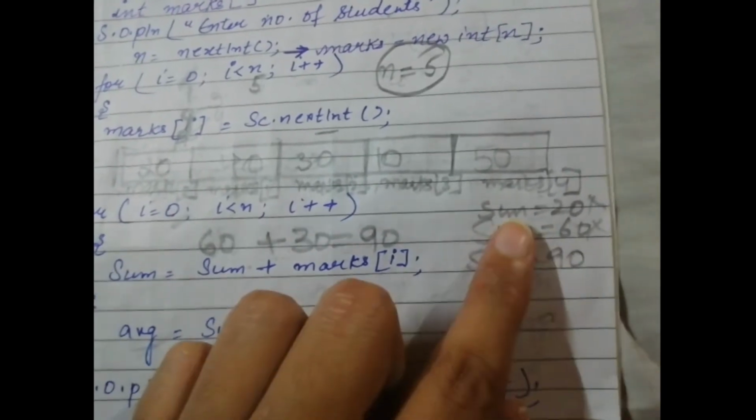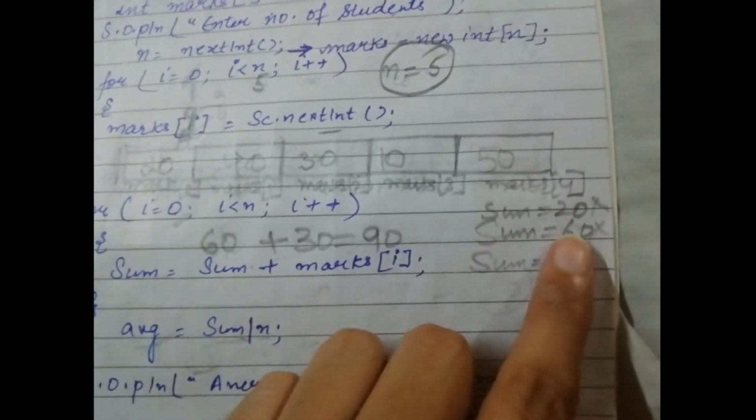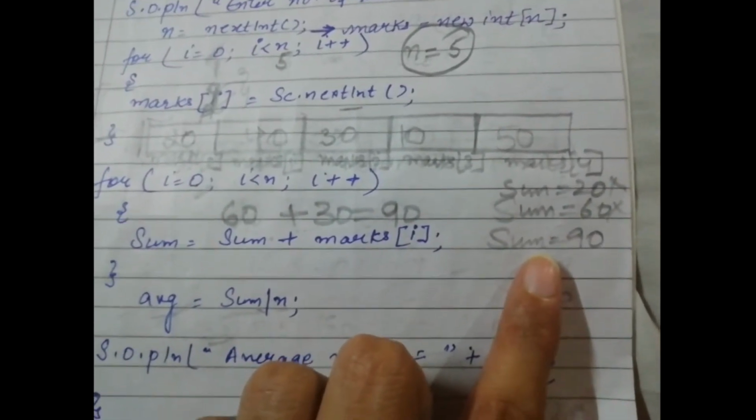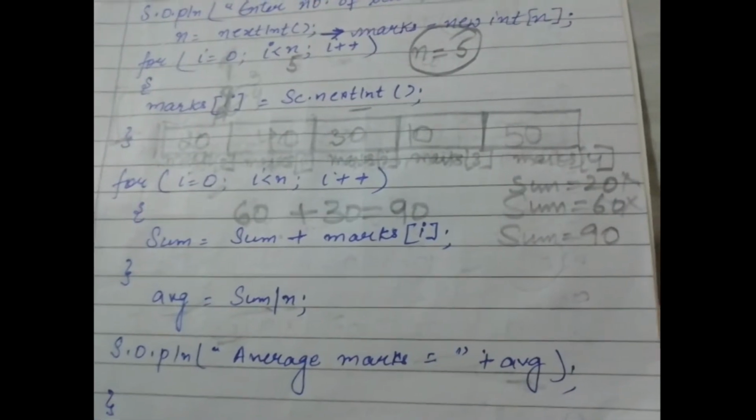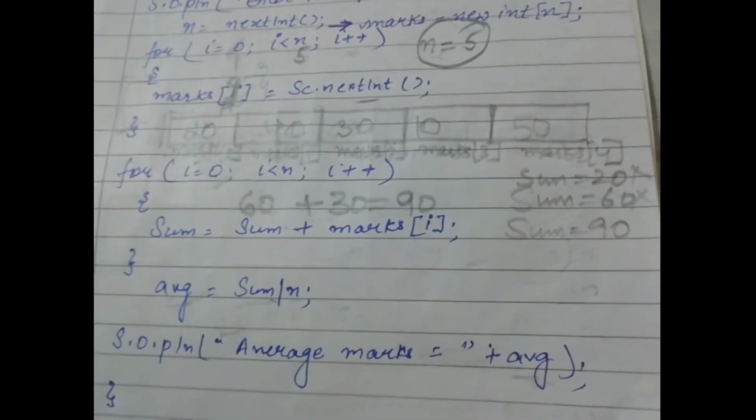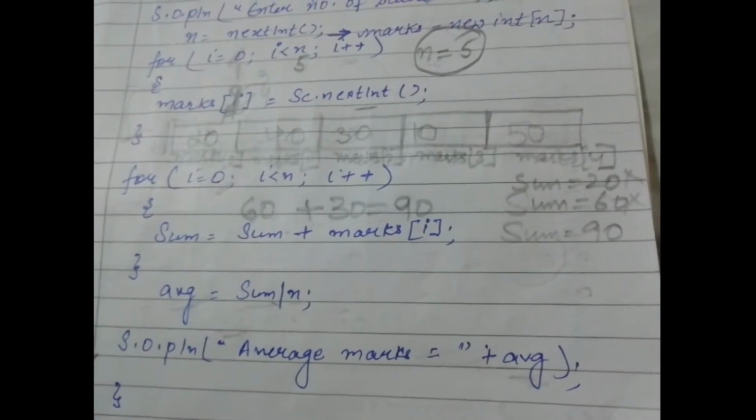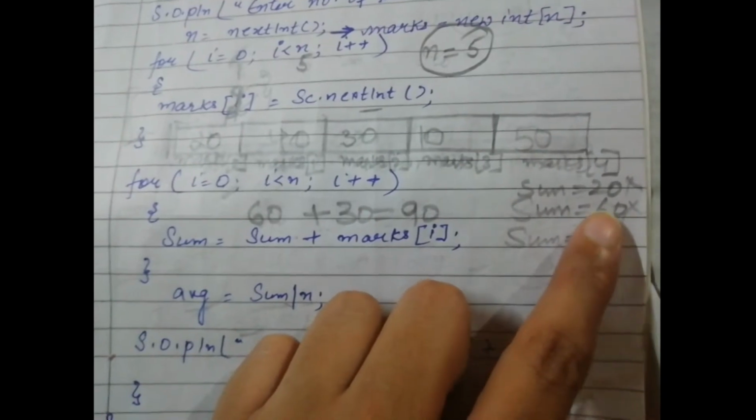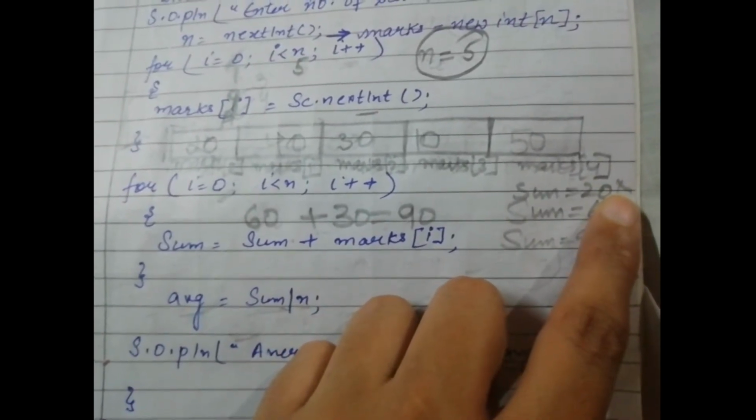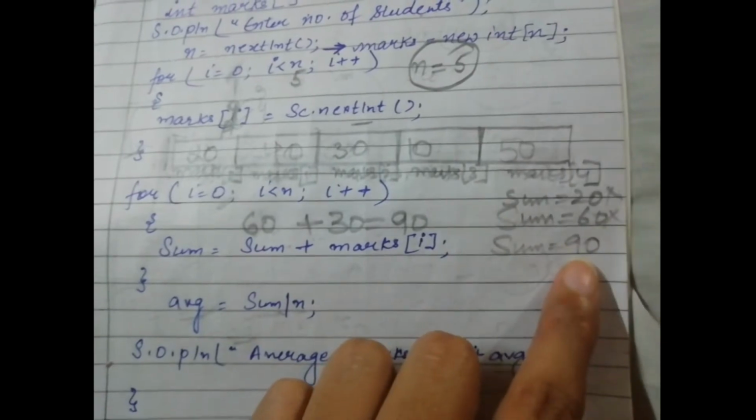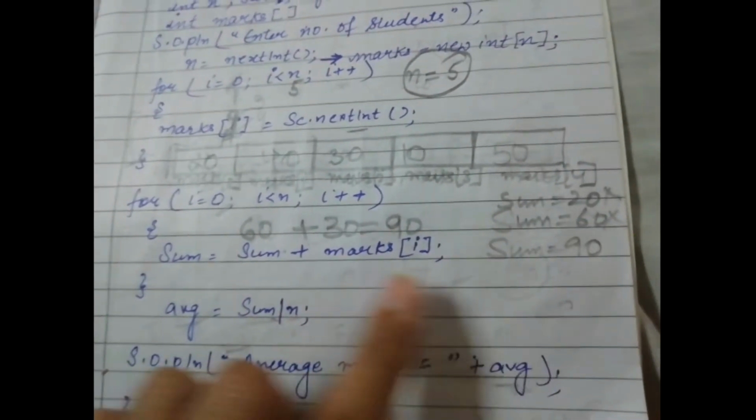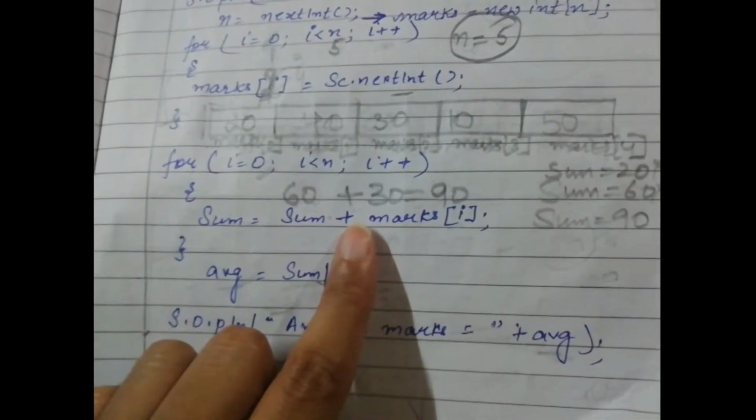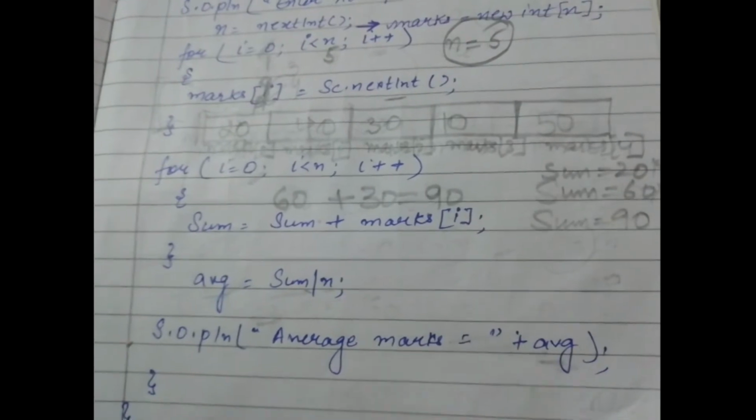And the previous values of the sum will be discarded because we have already discussed that sum is a normal or ordinary variable. What is the difference between an ordinary variable and an array variable? An ordinary variable can store a single value at a time, just like this. 20 came, after 20 when 60 came, then 20 will be discarded, and after this when 90 came, 60 is discarded. So that is why this is an ordinary variable, but in an array variable we can store a large number of values.